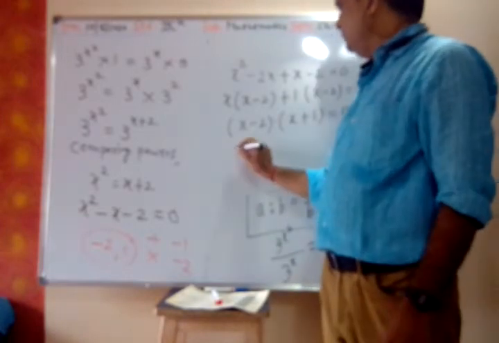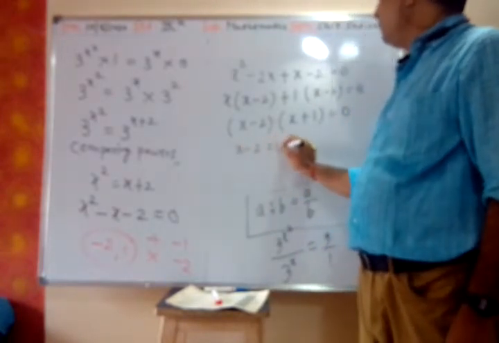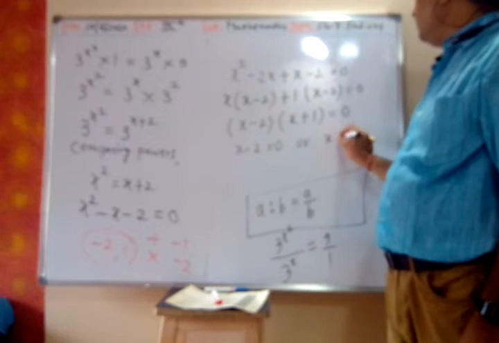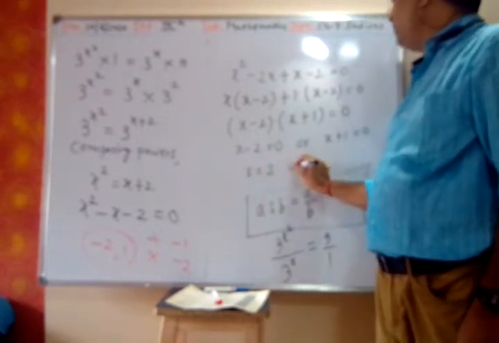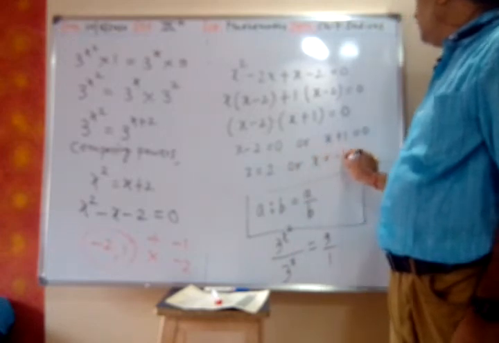So you will get x minus 2 is 0 or x plus 1 is 0. So you will get x is equal to plus 2 or x is equal to minus 1. So there are two answers.